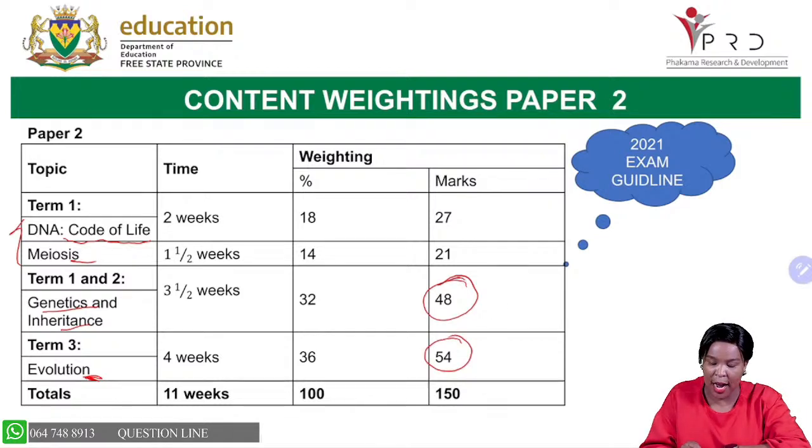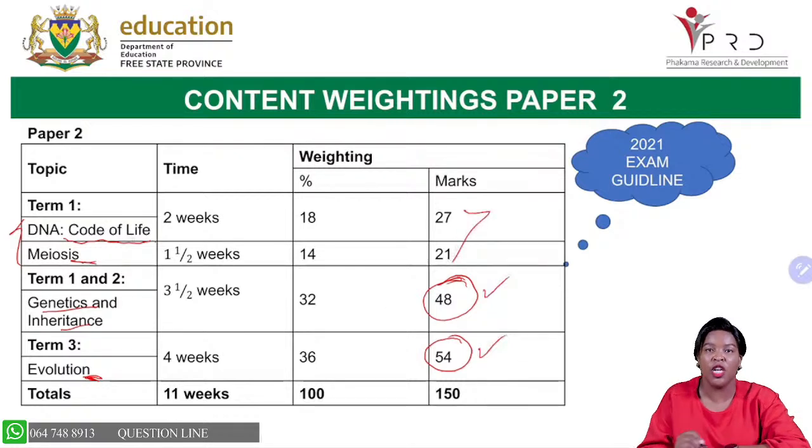your paper 2. Now, I would like for us today to focus mainly on these two major topics, and then we will just highlight a few things on DNA, the code of life, and meiosis, which you are doing so well on. However, on genetics and evolution, I know some of you are still struggling. So we're going to look at how you are going to answer the questions today. Remember, it's revision, it's about the answers. It's about how you are going to answer the questions.